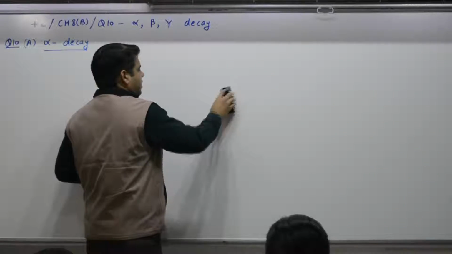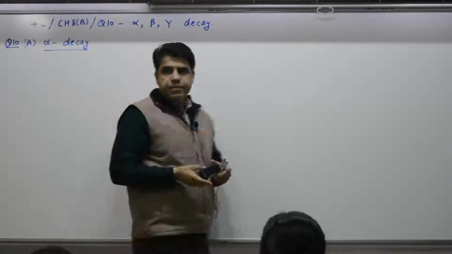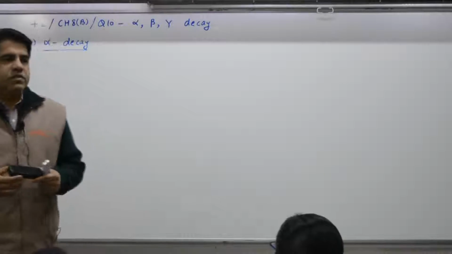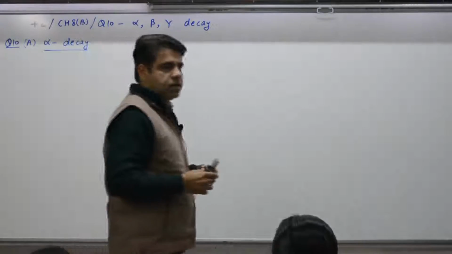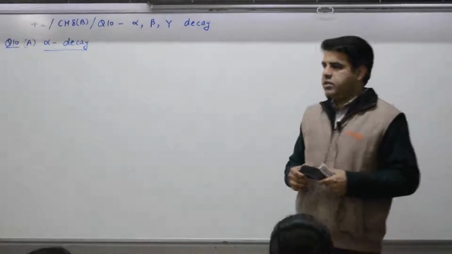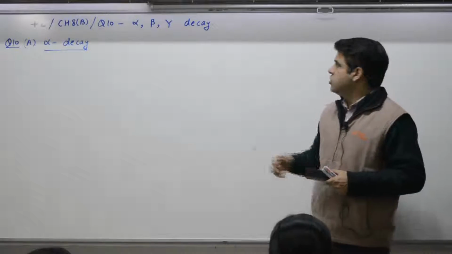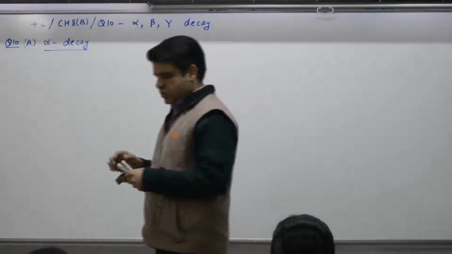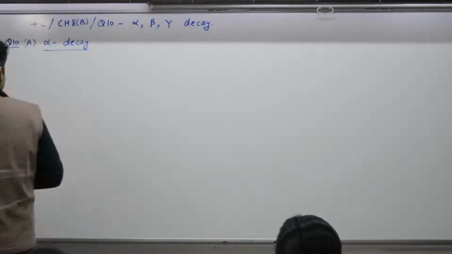Alpha, beta and gamma decay. Whenever there was radioactivity, three types of radiations were observed. One neutral, meaning no charge: gamma radiation. One positive charge: alpha. One negative charge: beta. So the first part is alpha decay.